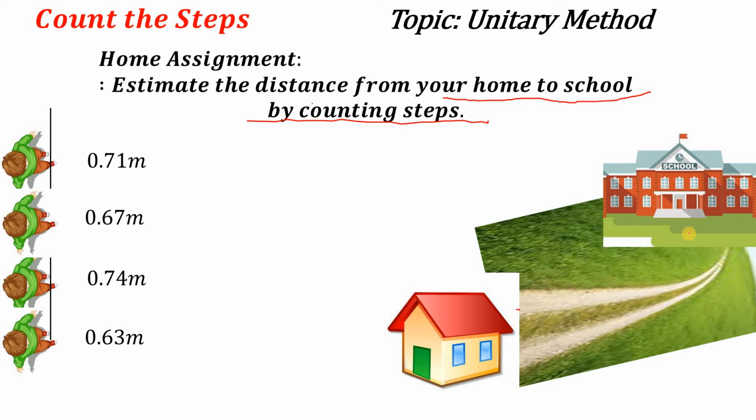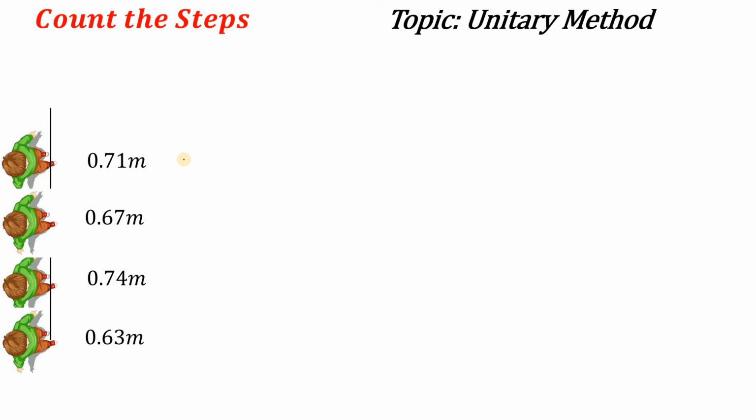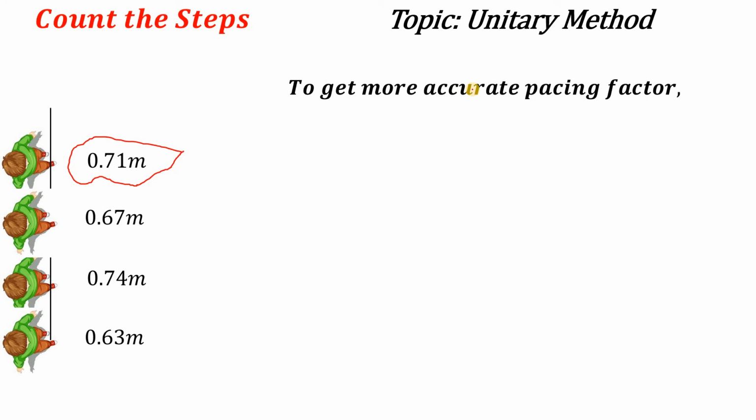By giving this assignment, he becomes interested in finding the distance from the school to home. While returning home, he will count the steps while moving from school to home, multiply it with his own pacing factor, and estimate the distance. Every student can use his own pacing factor to estimate the distance to go to shops, to school, to a temple, or while trekking. To get a more accurate pacing factor, we can follow these instructions.